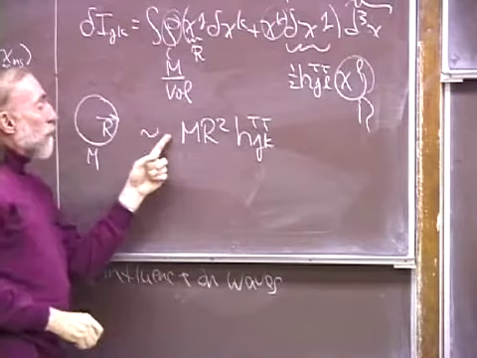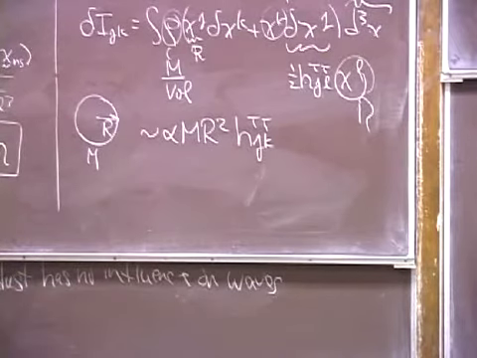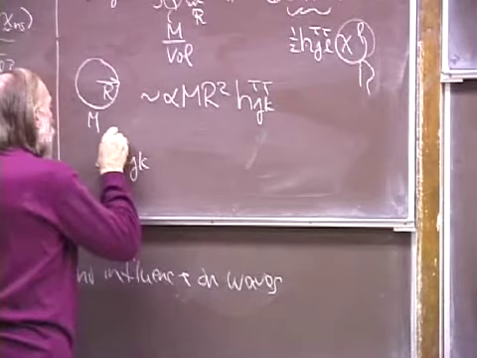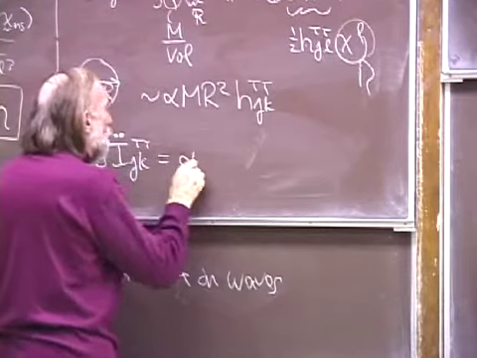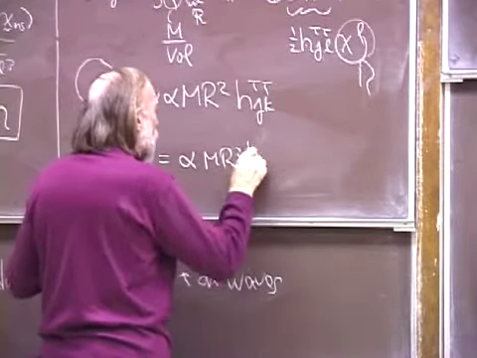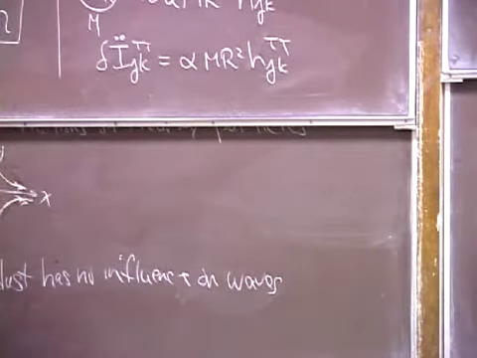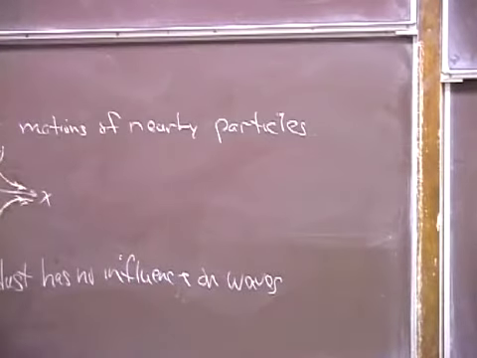With some coefficient, which I'll call alpha, that is of order unity, that just depends, in fact, on the details of the eigenfunctions of the normal modes of oscillation of the neutron star. So the second time derivative of I_ijk transverse traceless is going to be some alpha m r squared h_jk transverse traceless. So I can feed that back into the wave equation, and once again I get on the right-hand side a term that is proportional to the gravitational wave field itself.